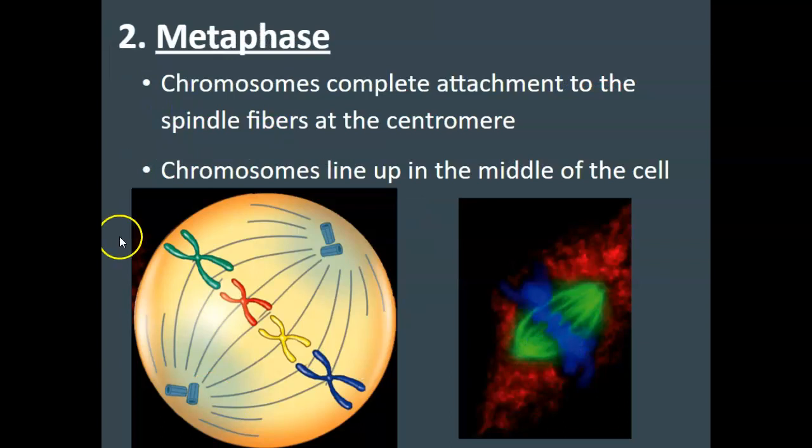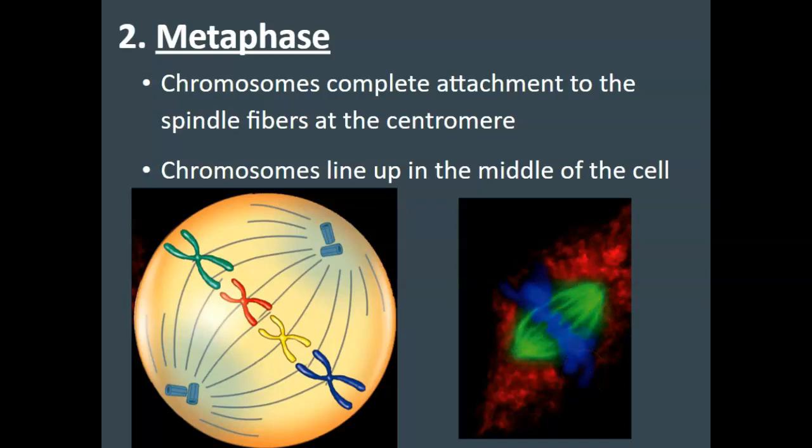Then in metaphase, our chromosomes are lined up right in the middle. Notice our centrioles are on opposite sides, and our spindle fibers are going to connect to the middle of the duplicated chromosomes here. So they're going to attach here to the middle. And this is what it looks like in an actual cell, where different parts of it are dyed with different colors. Here are spindle fibers in green, and here are the chromosomes in blue.